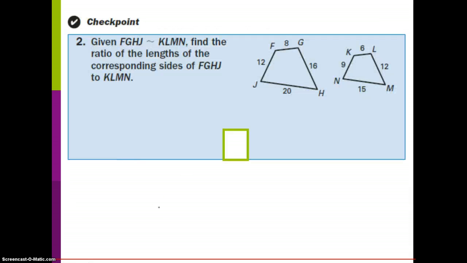For checkpoint 2, you are given FGHJ. This is a quadrilateral, and it's similar to KLMN. Find the ratio of the lengths of the corresponding sides. So let's just pick FG, which is 8, and that's corresponding to KL, which is 6. Simplify. Your answer is 4/3. The ratio of lengths is 4:3.